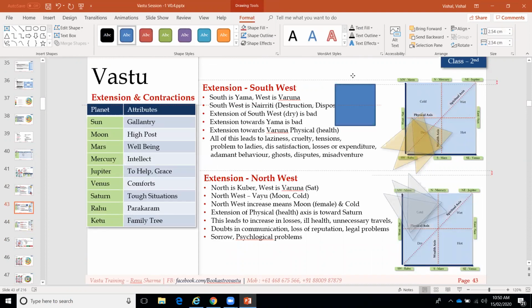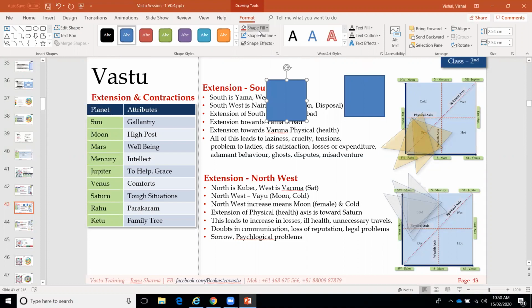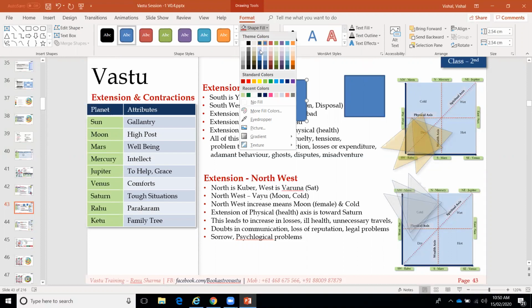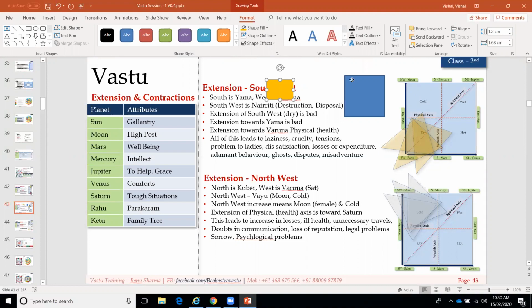This is my land, in this rectangle. Let me just get another rectangle. Suppose this is my land, that can be rectangular, for example. That is my normal land. And when I say extension, you can see if this is how my land is.